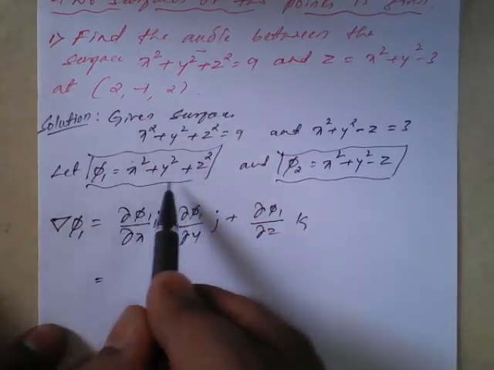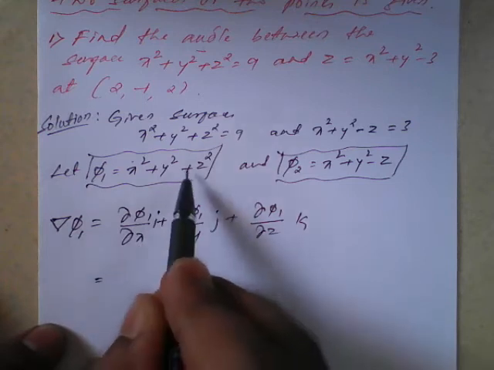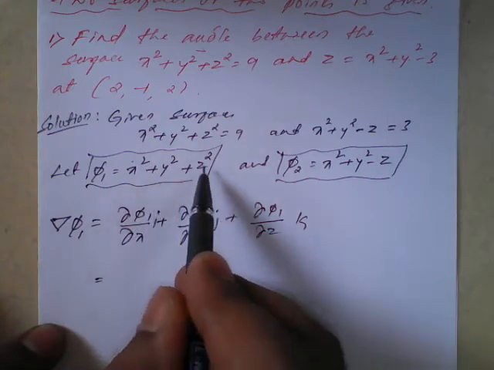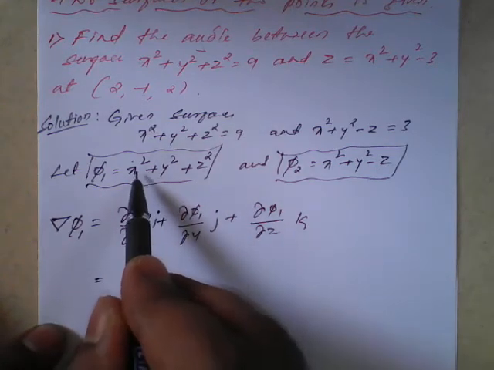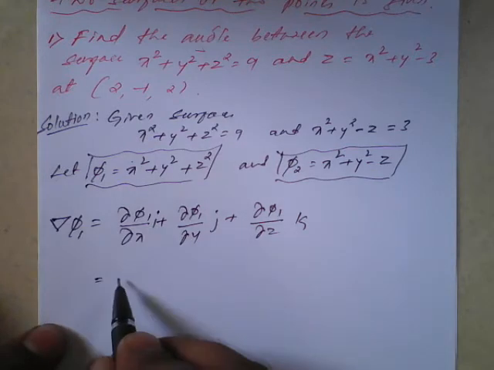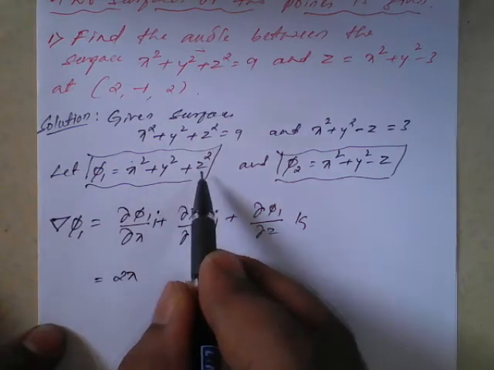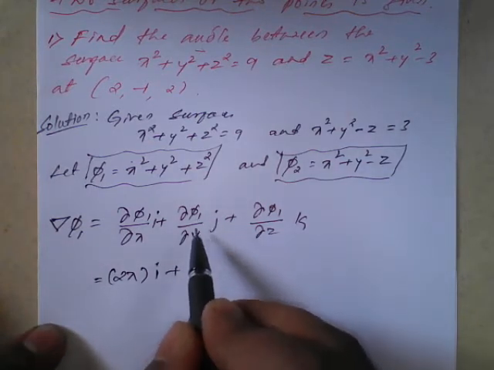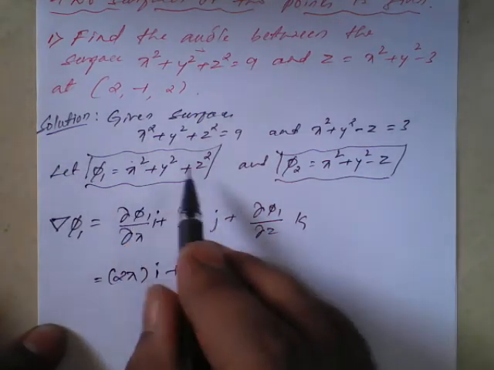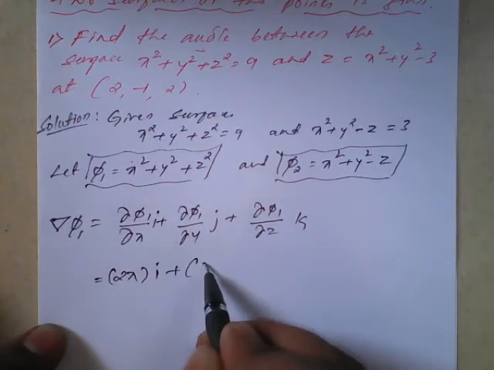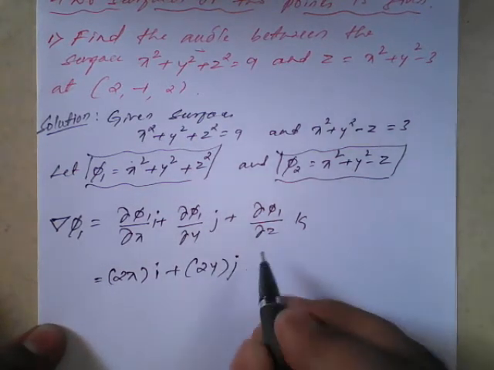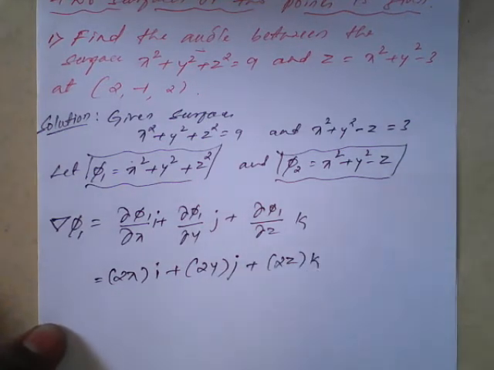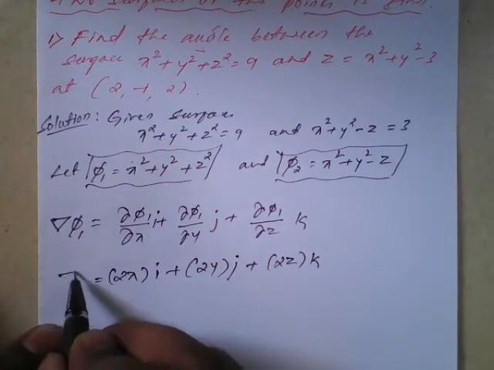Phi 1, we have to differentiate partially with respect to x, keeping i outside. The differentiation of x square plus y square plus z square with respect to x is: partial differentiation of x square is 2x, but y square is 0, z square is 0, leave it, of i plus. The partial derivative of phi 1 with respect to y: x square 0, z square 0, only y square gives 2y of j plus, and the third one is 2z of k. So this is del phi 1.